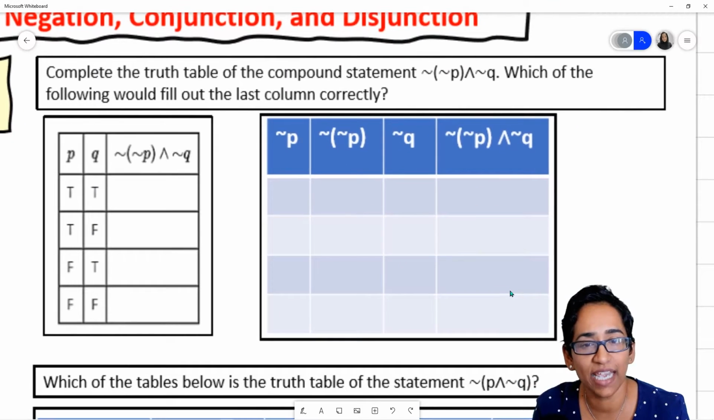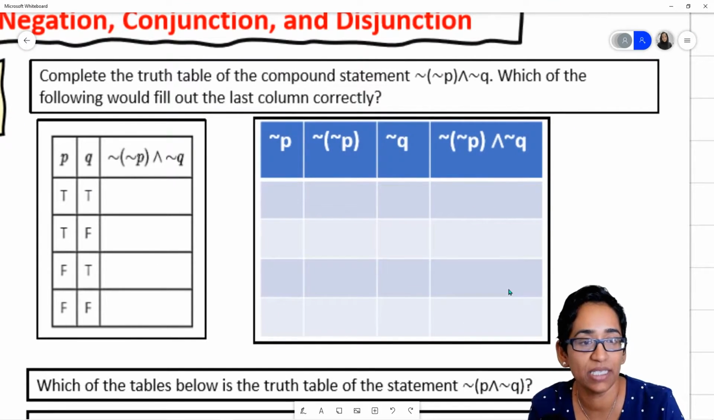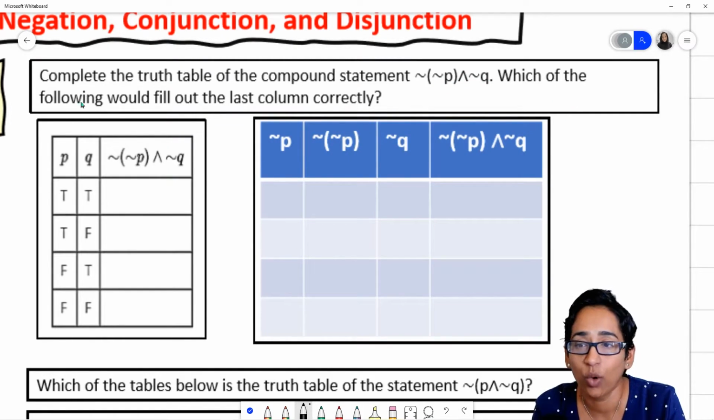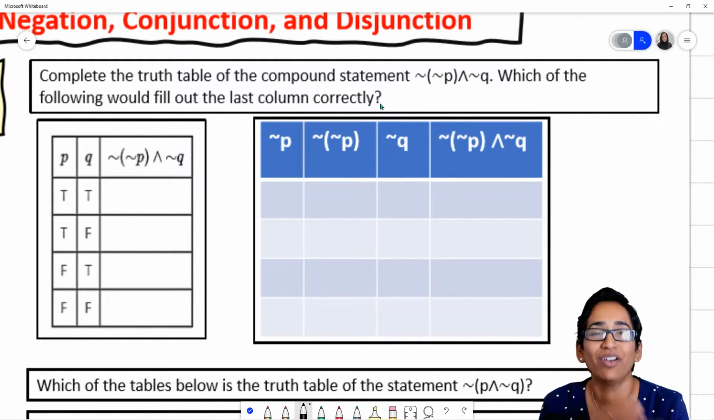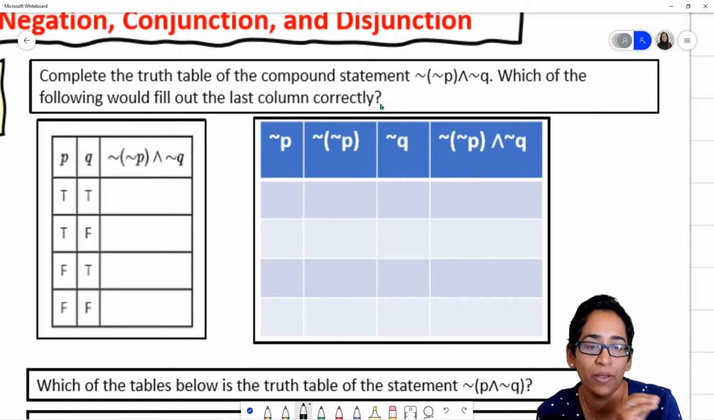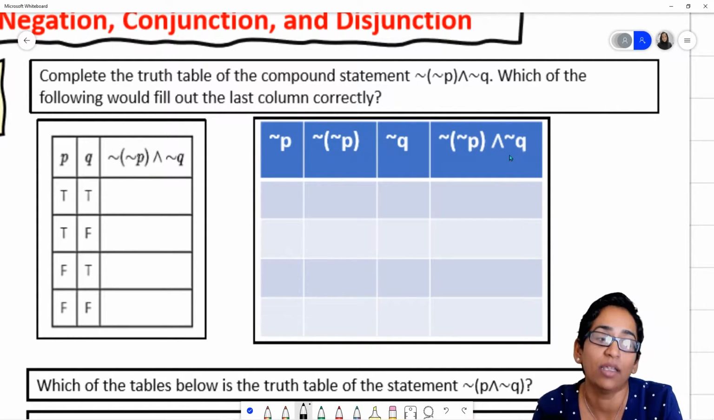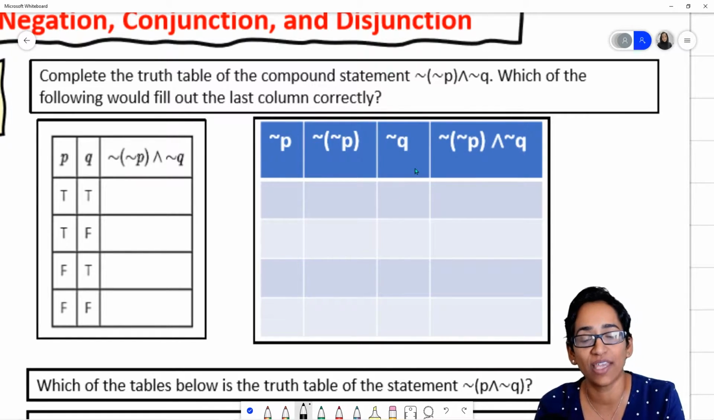Complete the truth table of the compound statement. And here we have the negation of not P and not Q. Which of the following would fill out the last column correctly? In order to do that, I like to do it step by step, right? So remember what it is: not P, not Q, and not P and not Q. So I have everything in here.